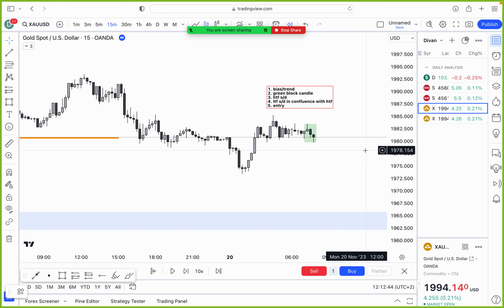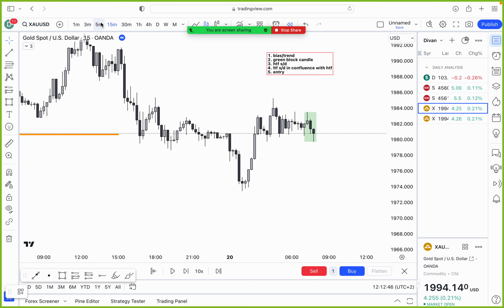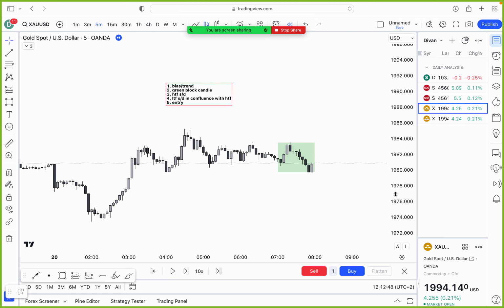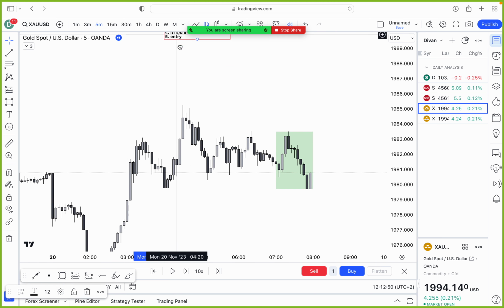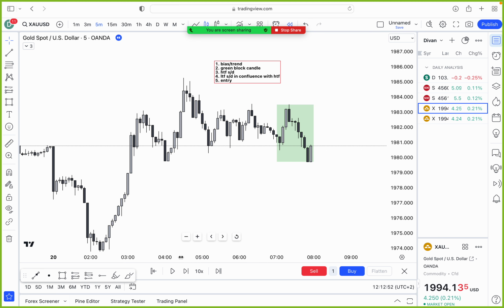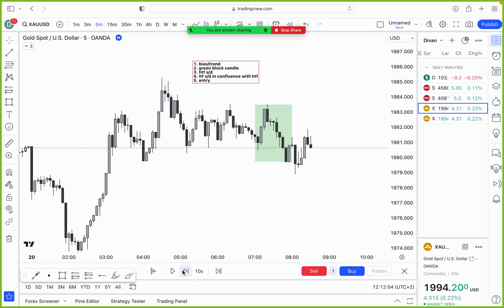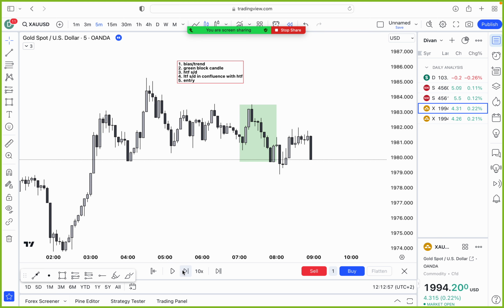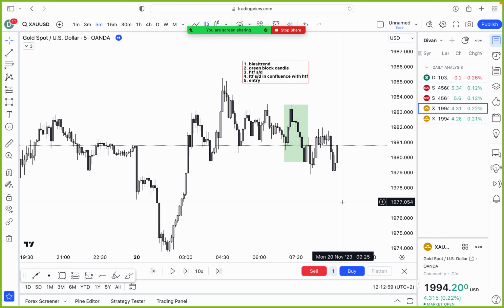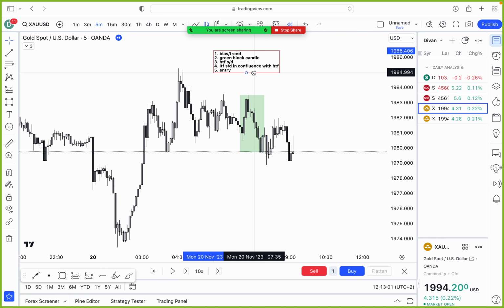Just sorting out our demand and supply zones. Okay, so dragging this, bringing it down here. I'm just going to play price forward a bit to see what happened, where we took the trade. Okay, so this is where we actually took the trade.